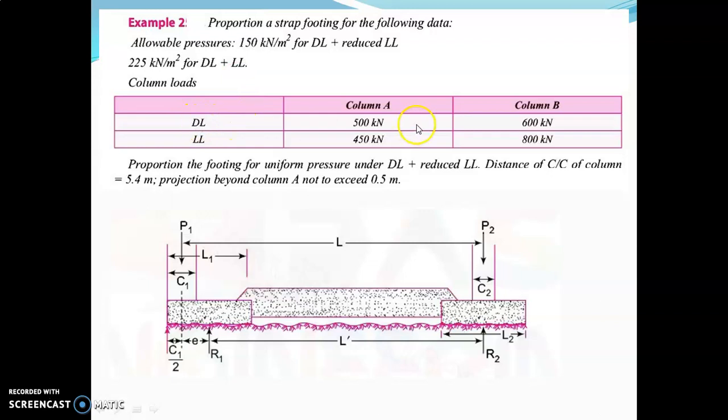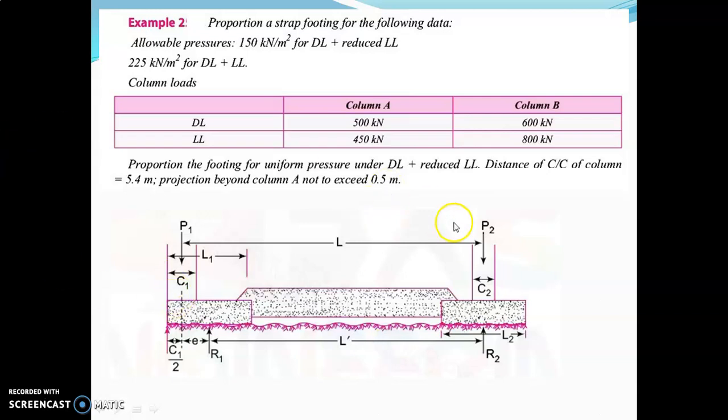The dead load for column A is 500 kilonewton and column B is 600 kilonewton. Live load for column A is 450 kilonewton and column B is 800 kilonewton. Proportion the footing for uniform pressure under dead load plus reduced live load. Distance of center to center of the column is 5.4 meter. Projection beyond column A not to exceed 0.5 meter.